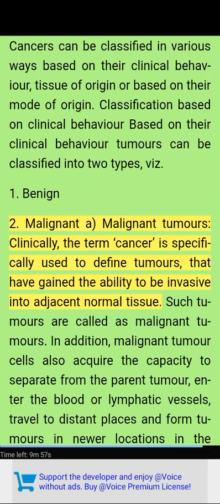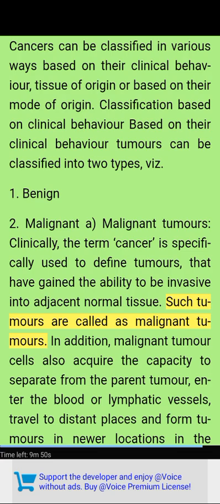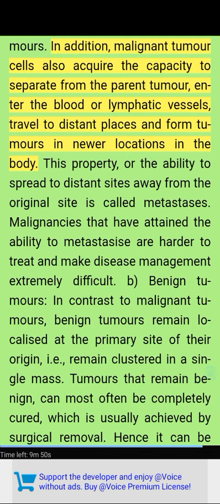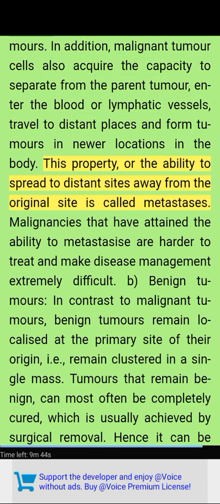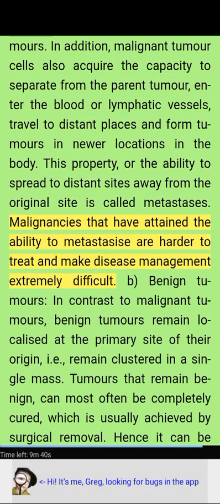Clinically, the term cancer is specifically used to define tumors that have gained the ability to be invasive into adjacent normal tissue. Such tumors are called malignant tumors. In addition, malignant tumor cells also acquire the capacity to separate from the parent tumor, enter the blood or lymphatic vessels, travel to distant places and form tumors in newer locations in the body. This property, or the ability to spread to distant sites away from the original site, is called metastasis. Malignancies that have attained the ability to metastasize are harder to treat and make disease management extremely difficult.